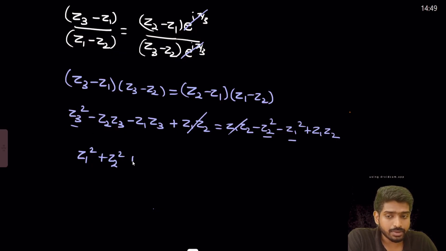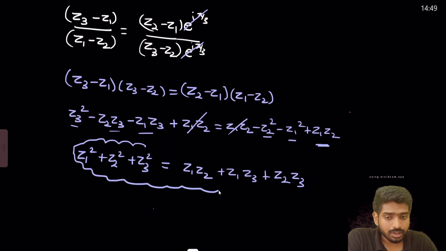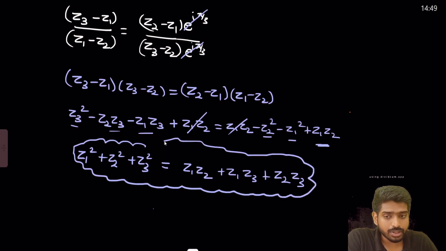Here I'm having Z3 square, so plus Z3 square is equal to the Z2 Z3 I'll send to that side. Z1 Z3 also I'll send to that side. So here I'll get Z1 Z2, which is already there, plus Z1 Z3 plus Z2 Z3. This is what they said in the question to prove, right? So hence proved.